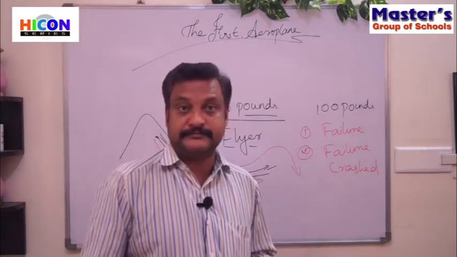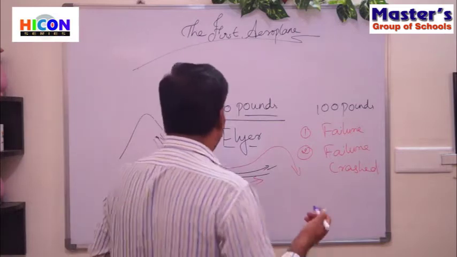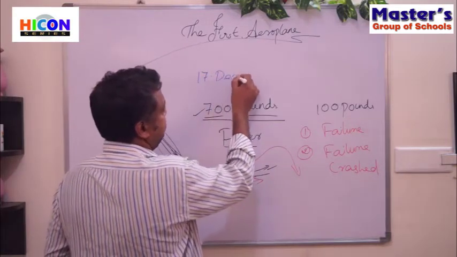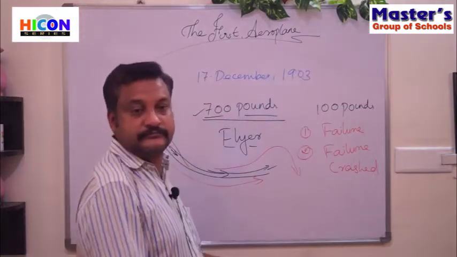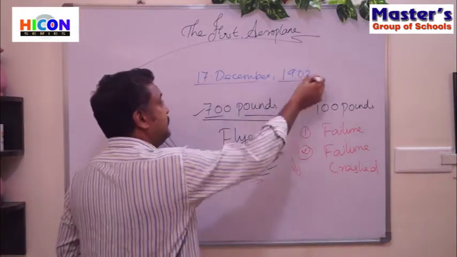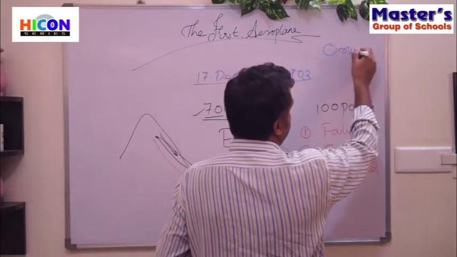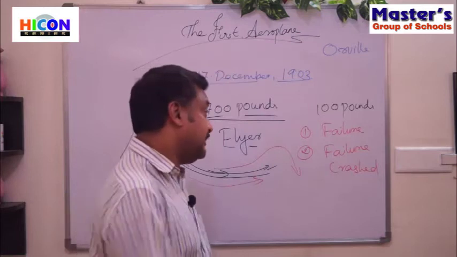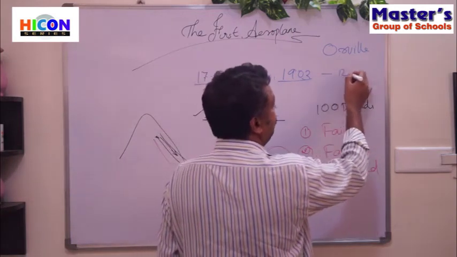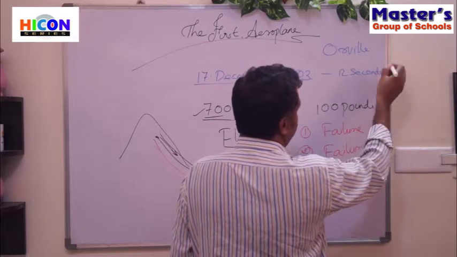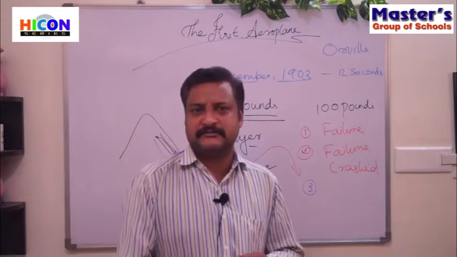Then they made the third attempt. When did they make this third attempt? On 17th December 1903. Okay, on 17th December 1903, Orville Wright took the third attempt and he flew it for 12 seconds. That was a success. 12 seconds.